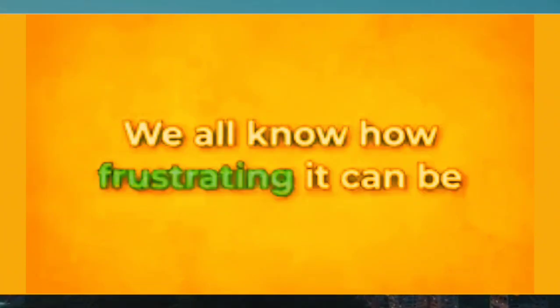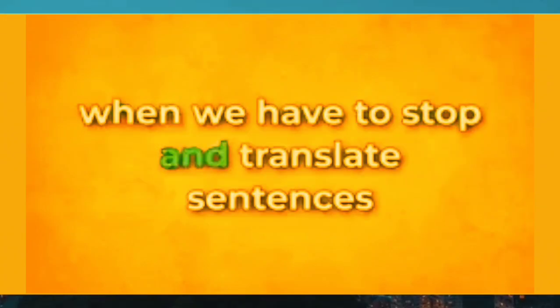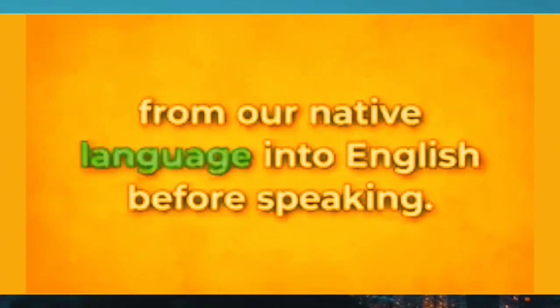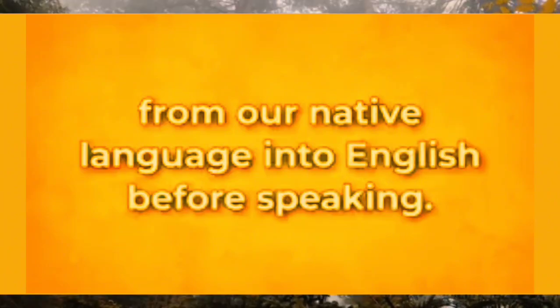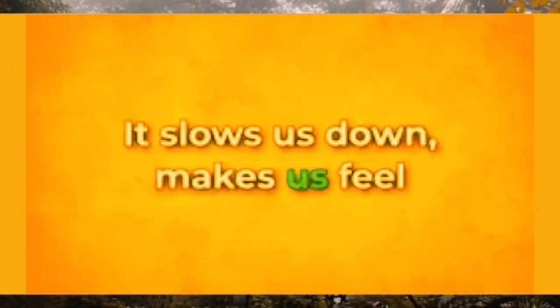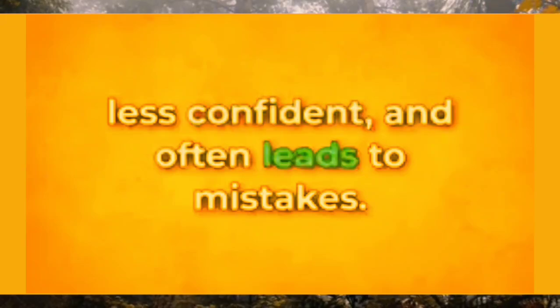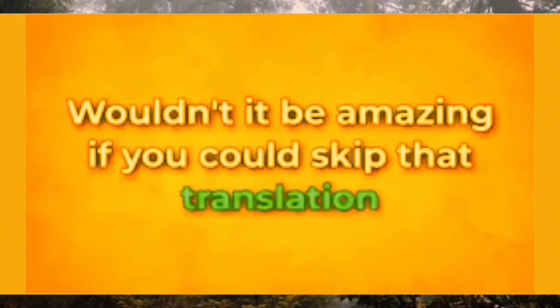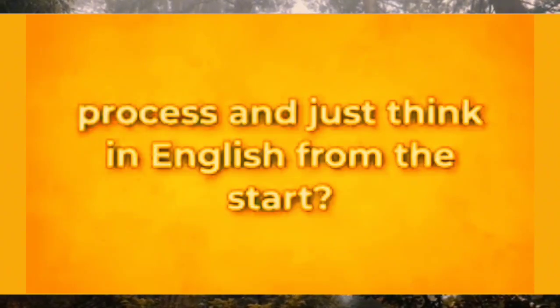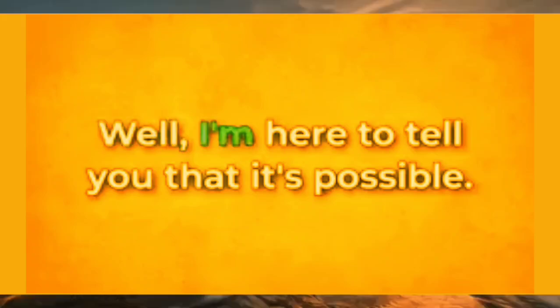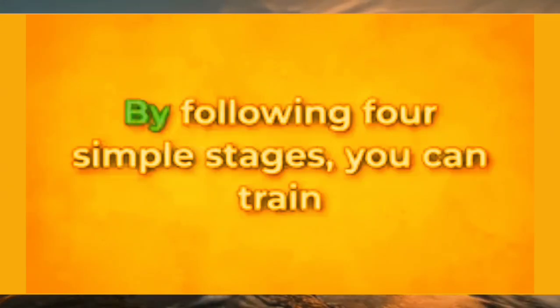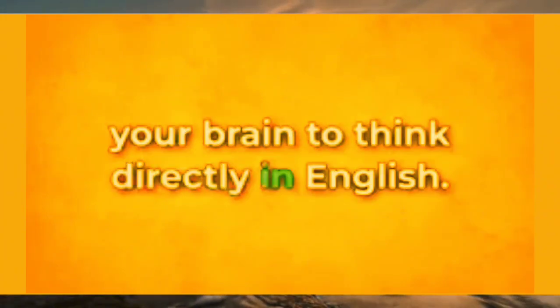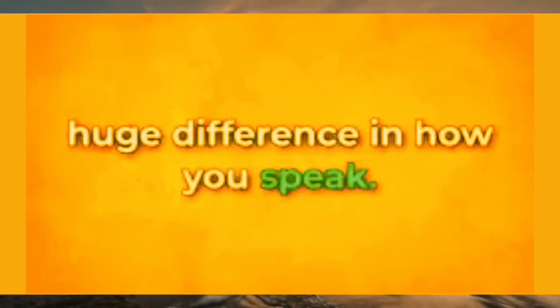We all know how frustrating it can be when we have to stop and translate sentences from our native language into English before speaking. It slows us down, makes us feel less confident, and often leads to mistakes. Wouldn't it be amazing if you could skip that translation process and just think in English from the start? Well, I'm here to tell you that it's possible. By following 4 simple stages, you can train your brain to think directly in English. And trust me, this will make a huge difference in how you speak.